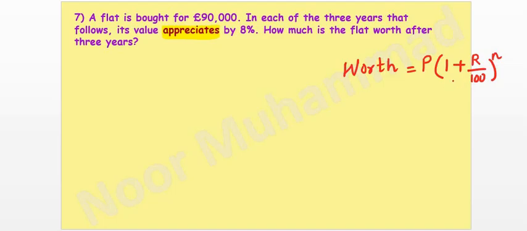This is the case when it's appreciating, meaning the value has increased. If you want to find the worth when the value is decreasing, in that case we say the principal amount times 1 minus the rate over 100, raised to the number of years. So you will use these two formulas in case of appreciation or depreciation to find the worth after the increase or decrease of the principal amount.